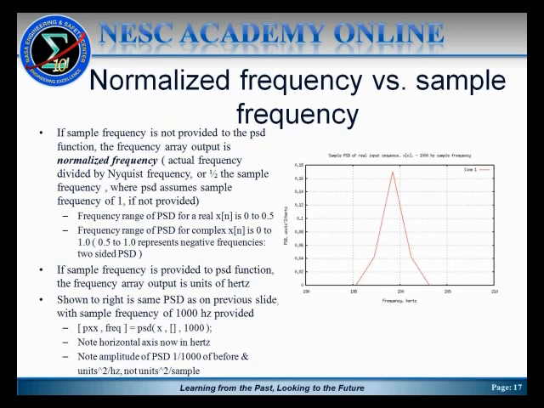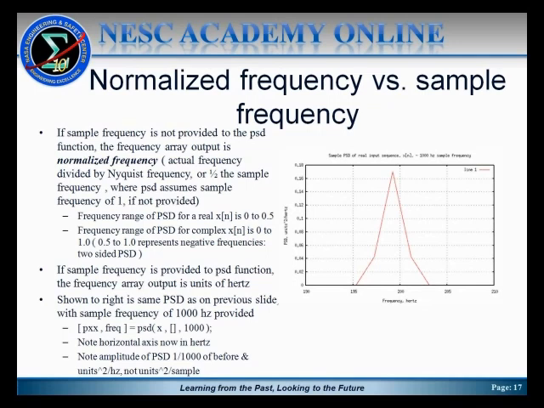However, one thing I'll note, and we'll show this in an example here, is that's for real sequences, x of n. If you were to provide the PSD function a complex sequence, you would get out frequencies in the range of 0 to 1. We'll show an example of that coming up in just a moment. But again, if you provide the sample frequency, the frequency array that gets returned has units of hertz as opposed to normalized frequency.